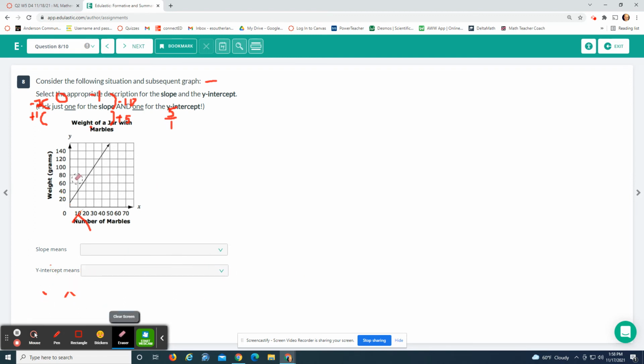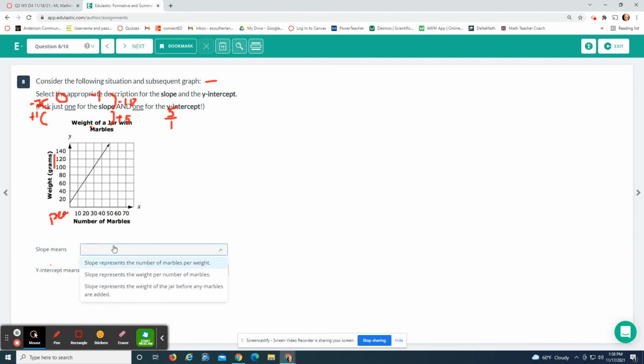Now, on this problem, it wants you to put what the slope means. One thing that you need to realize is that slope always means the title of this per the title of this. So this is going to be grams per marbles. And so when we look at our drop-down box, look and see if you can find weight per marbles. The slope represents weight per marbles, which is what we were looking for.